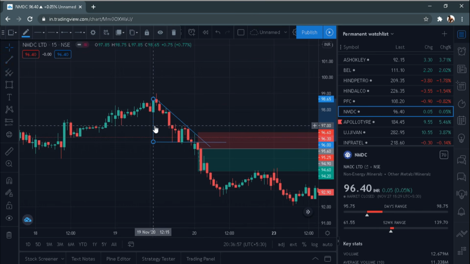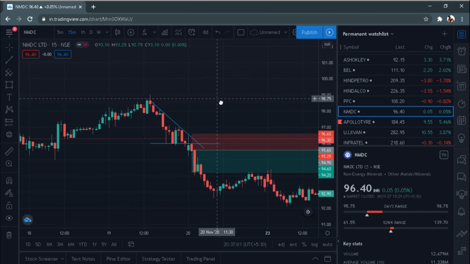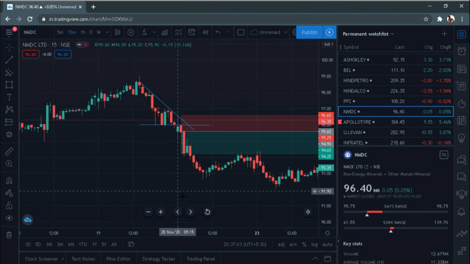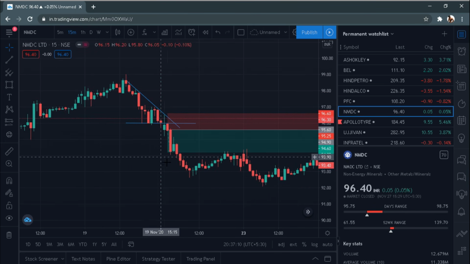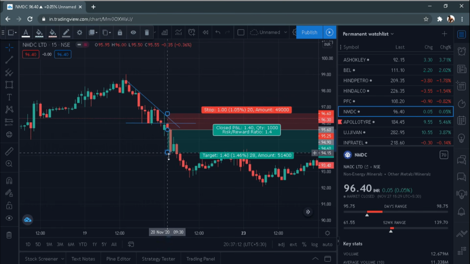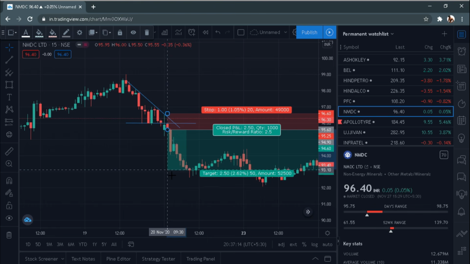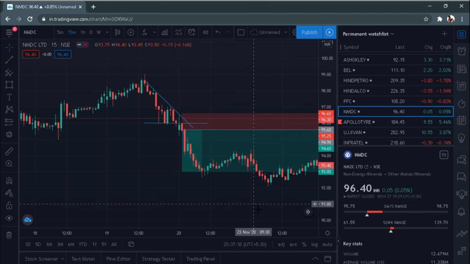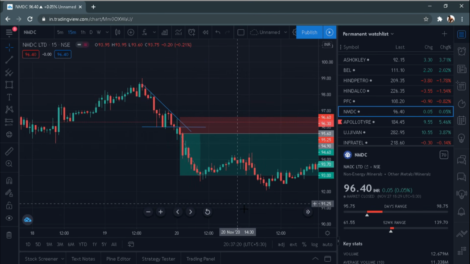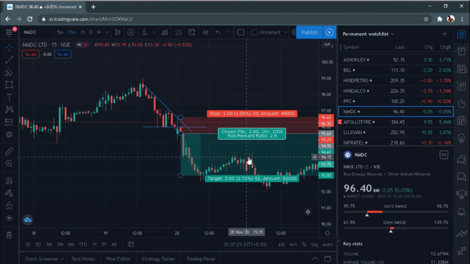That is around 2.65. So let's subtract 2.65 from 95.6. So that would be around 93 rupees, I think. So if we take the target down to 93, you can see our target has been hit. There is a very good risk to reward ratio over here. I will be talking about risk management and risk to reward ratio. There will be a complete video on that, since it is a very big and important topic.